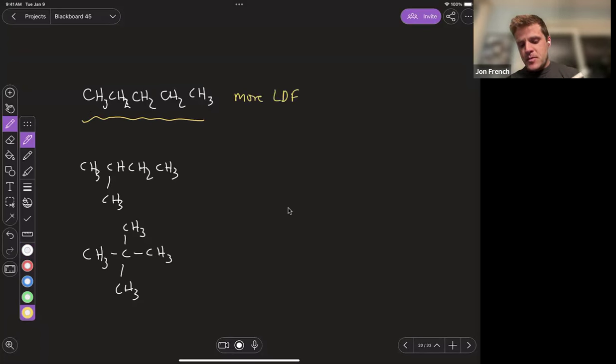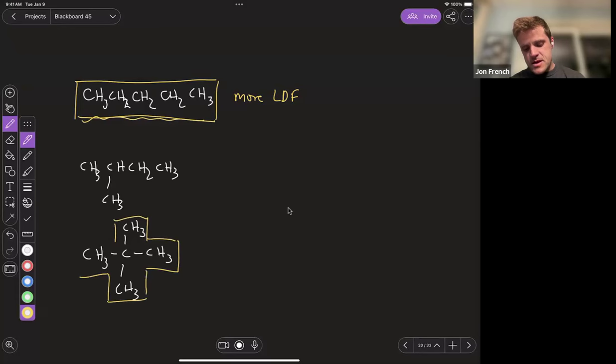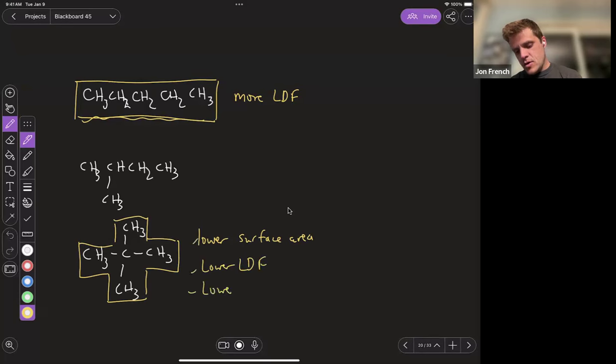London dispersion forces. In the group me, I used that Tetris analogy. It's really easy to fit that long, thin piece in Tetris, whereas the weird shaped pieces in Tetris are harder to put together. And that's what we have down here with this neopentane. It's harder to fit together, with lower surface area, so we're going to have lower London dispersion forces and a lower boiling point.